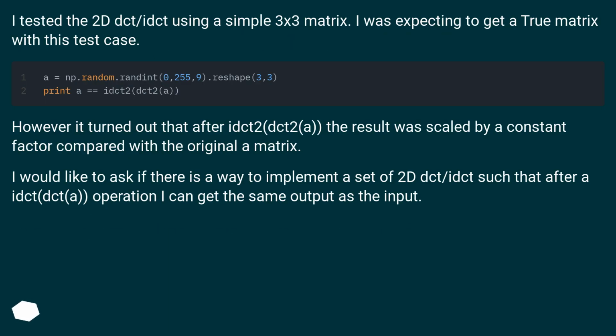I tested the 2D DCT/idct using a simple 3x3 matrix. I was expecting to get a true matrix with this test case. However, it turned out that after idct2(dct2(A)), the result was scaled by a constant factor compared with the original A matrix. I would like to ask if there is a way to implement a set of 2D DCT/idct such that after an idct(dct(A)) operation I can get the same output as the input.